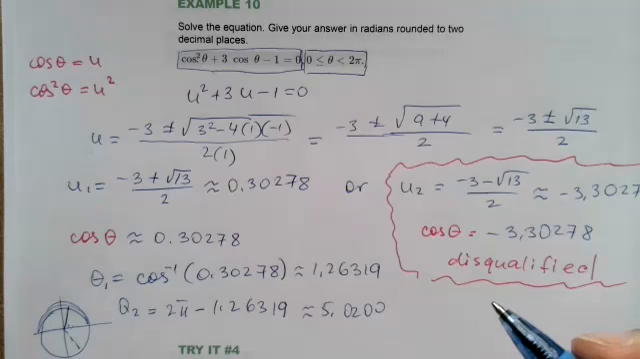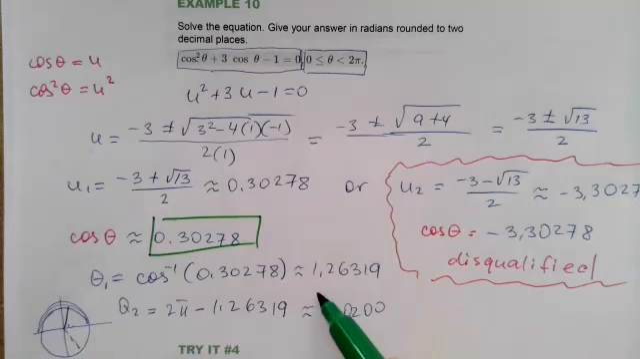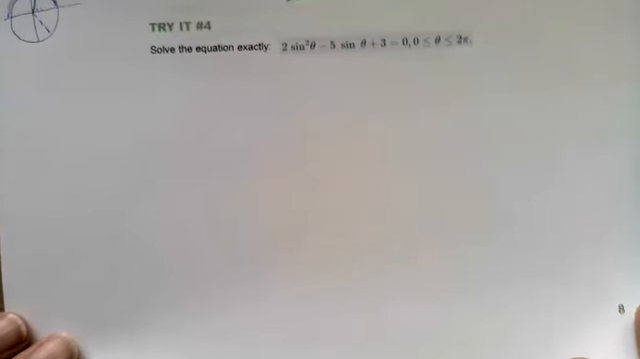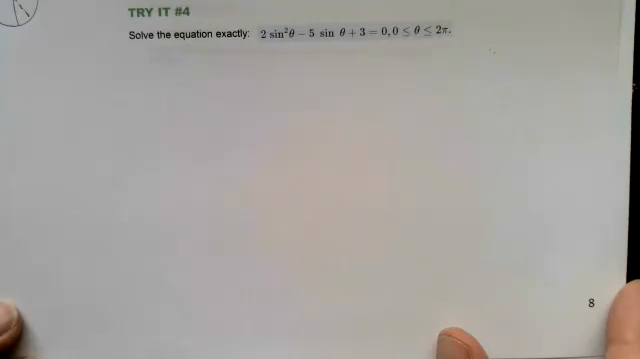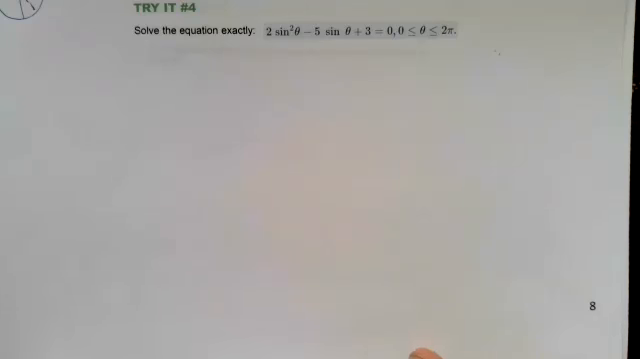All right, so we have two solutions. We have 1.26319 and 5.0200. All right, so now go ahead and practice what you learned. Our next problem that I want you to try is 2 sine squared theta minus 5 sine theta plus 3 equals 0. Again, this is a quadratic in type. So go ahead and try it.